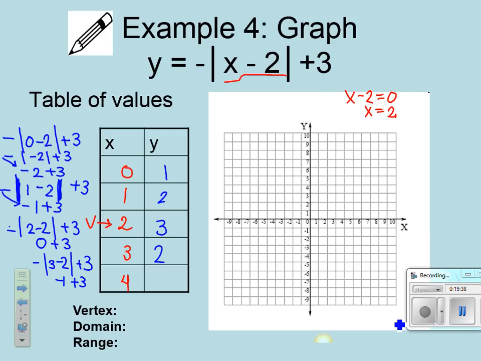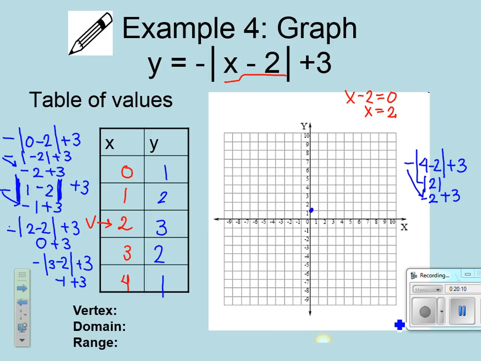Now, you have probably seen the pattern, and so you probably already know what the y value for 4 is, but let's do it here just to make sure that you can plug it in. Negative absolute value, 4 minus 2 plus 3. 4 minus 2 is 2. The absolute value of 2 is 2. Bring down the negative. Negative 2 plus 3 is 1. Yep, you were probably right. It is 1. Okay, now let's graph this.